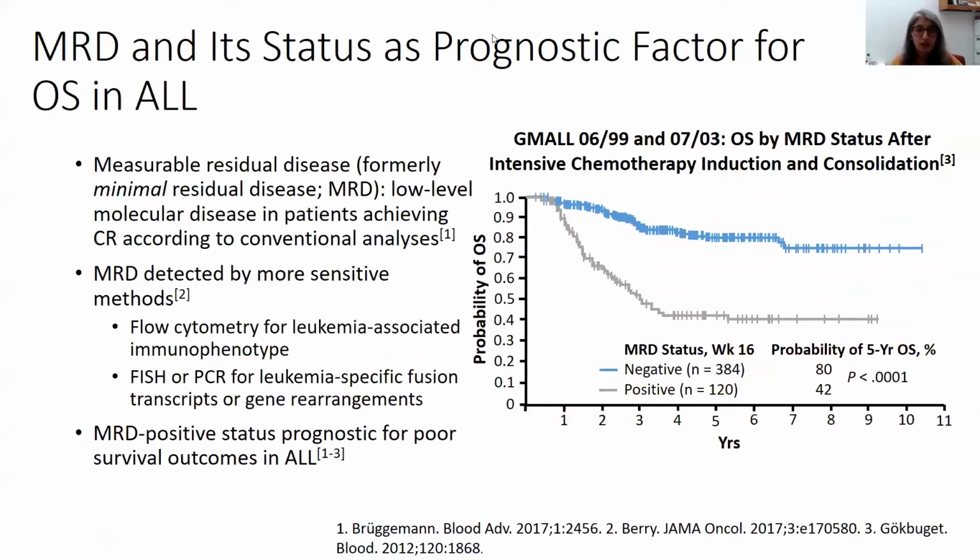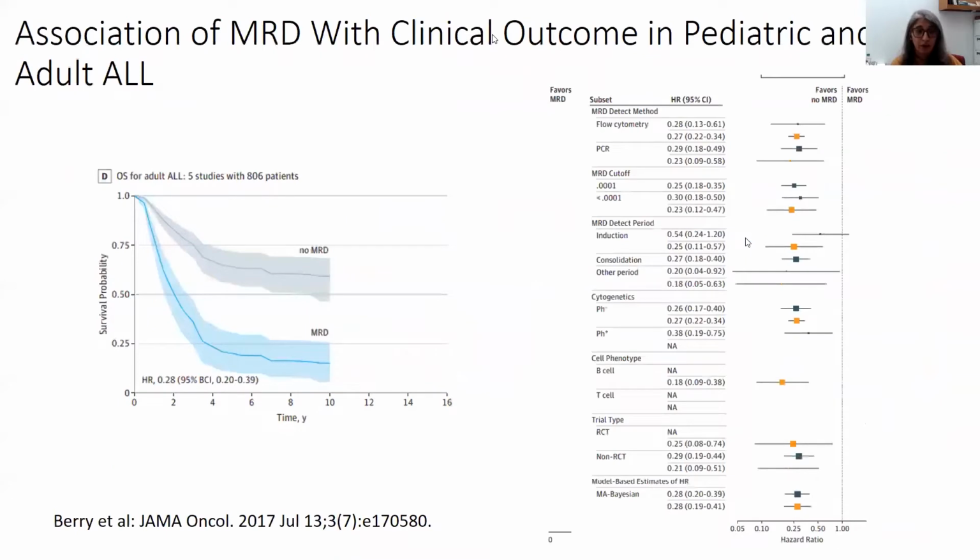MRD is a very important prognostic factor on survival for ALL. MRD, which is now known as measurable residual disease, is detected by sensitive methods, either flow cytometry, which we use very frequently, or, if you have a genetic aberration, FISH or PCR. It has been demonstrated repeatedly in many trials that patients who are MRD positive will do very poorly compared to patients that are MRD negative.